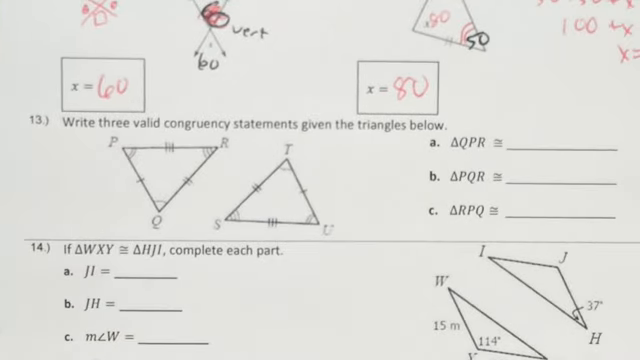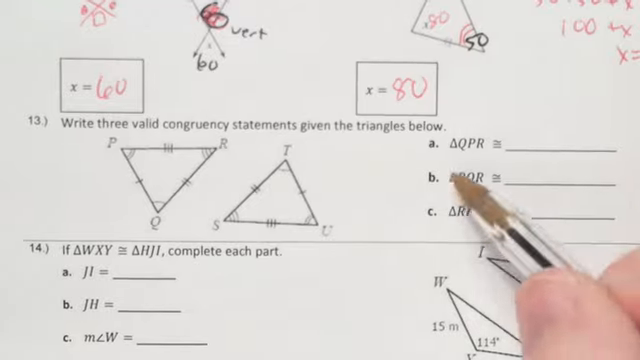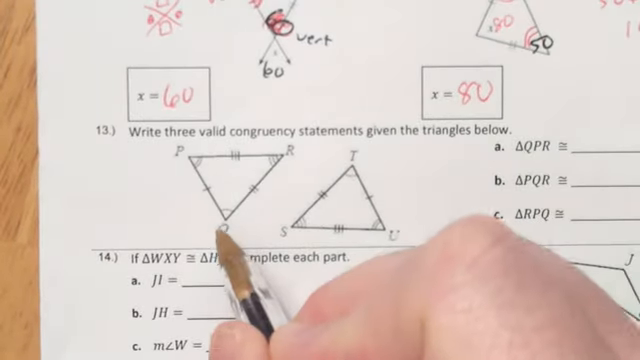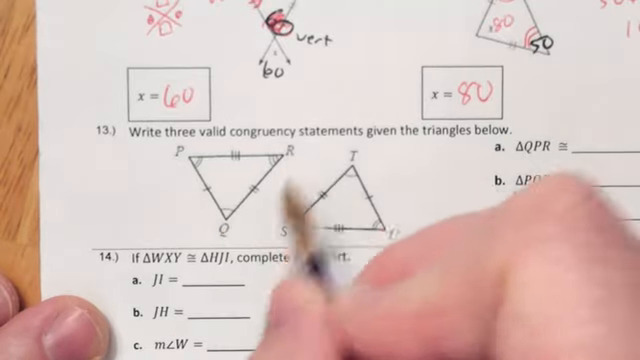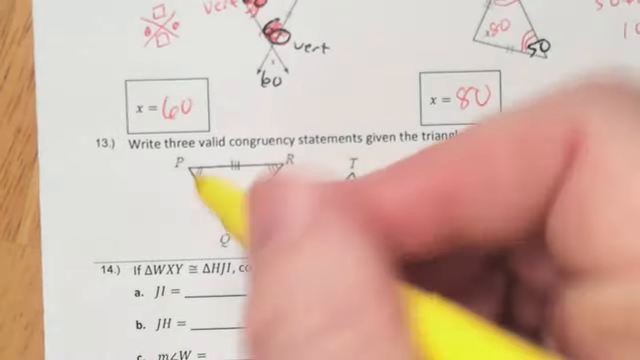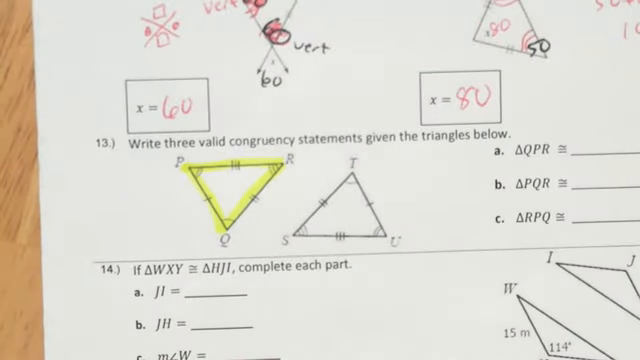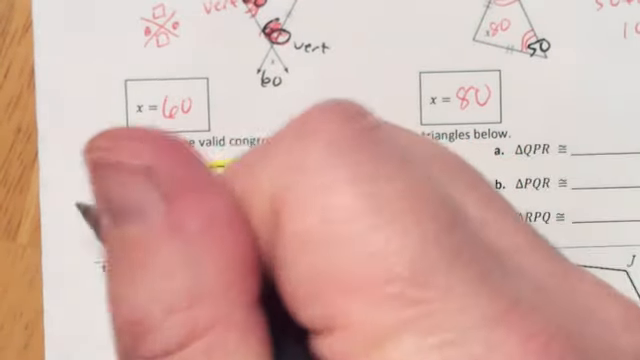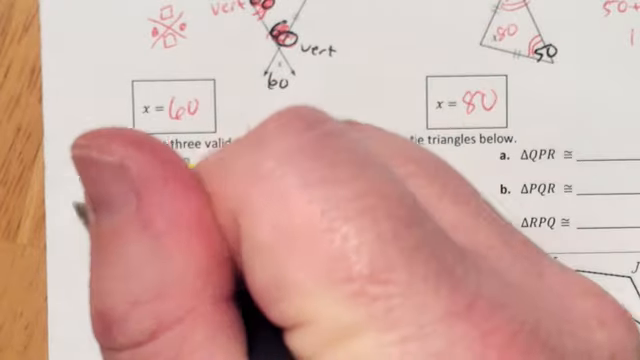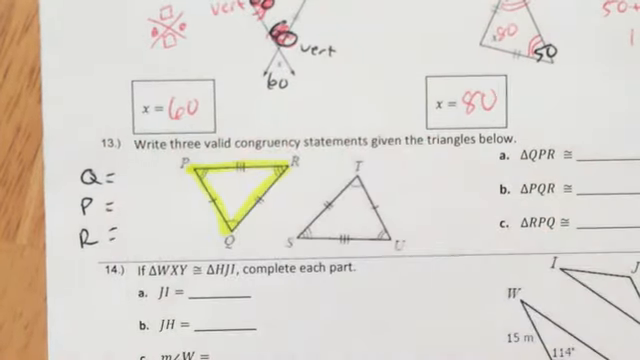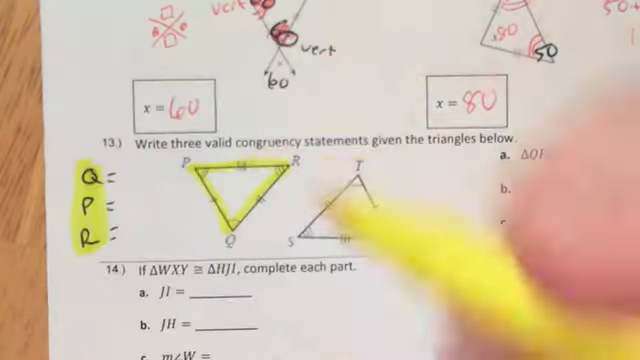Number 13. The best way to do this would be to see what matches everything. This triangle right here, I'm going to make that my yellow triangle, and I'll leave this as my white triangle. For my yellow triangle, my first angle is Q, so that's angle 1. Angle 2 is P, and angle 3 is R. Those are my yellow triangle angles.